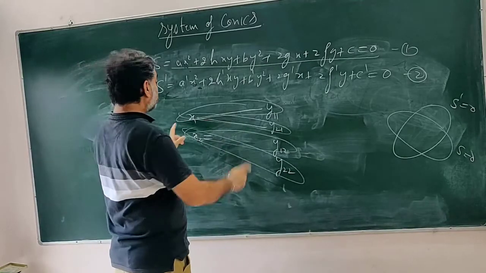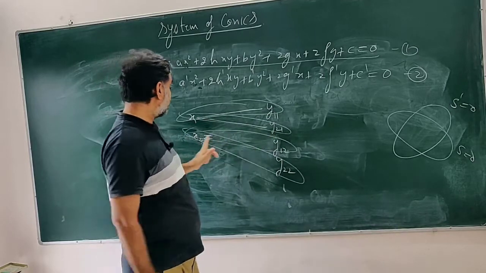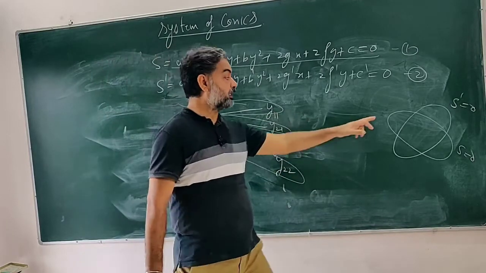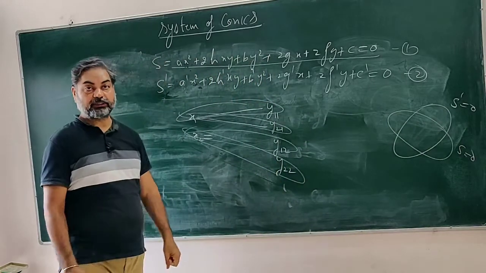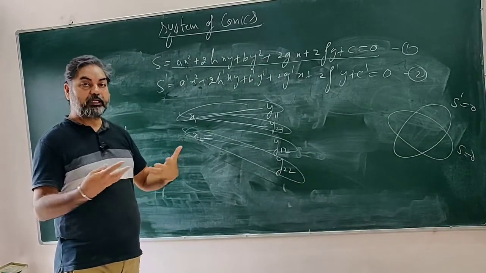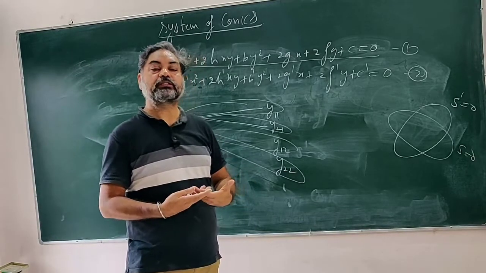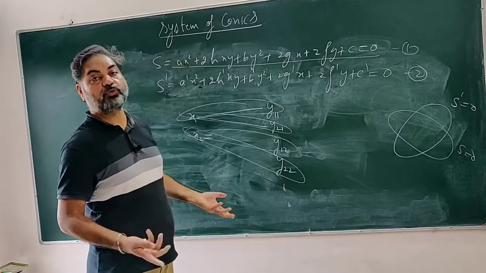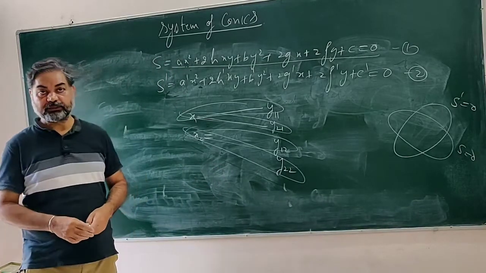So in total you get (x1, y1), (x1, y21), (x2, y12), and (x2, y22), 4 points, the coordinates of 4 points. These 4 points may be real or imaginary. So two conics intersect each other at 4 points. The 4 points may be all real, or some points real and some points imaginary.